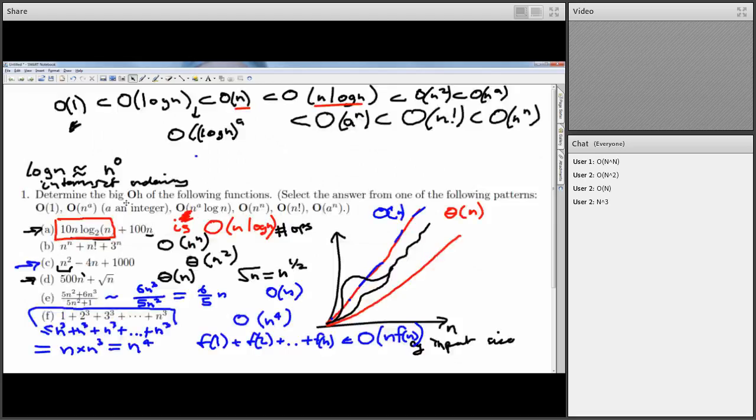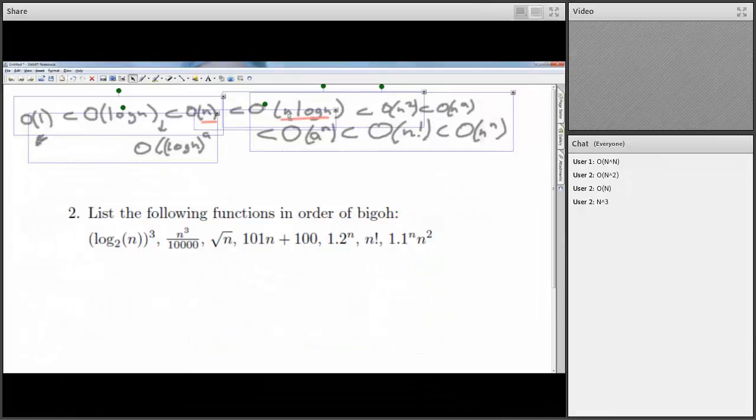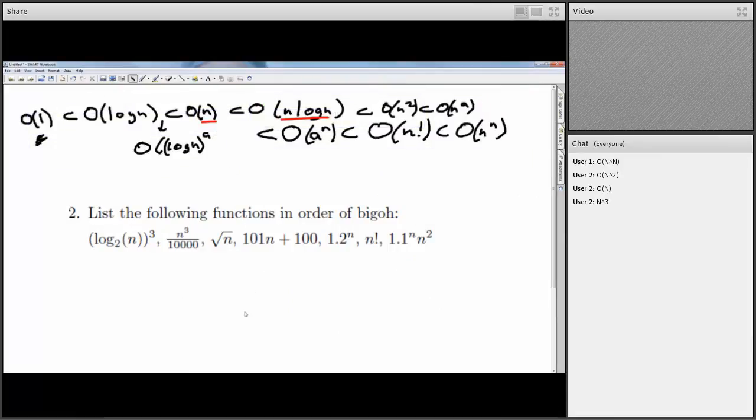So let's just copy this. We had it at the top. So that's the order we have in the back of our mind here. So basically, I've got a bunch of functions with different growths. I would like to order them in terms of big O, so order them in terms of their long-term growth.